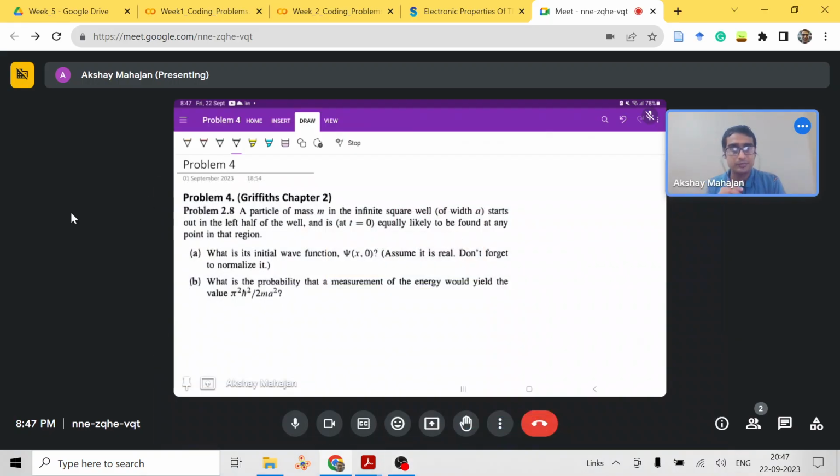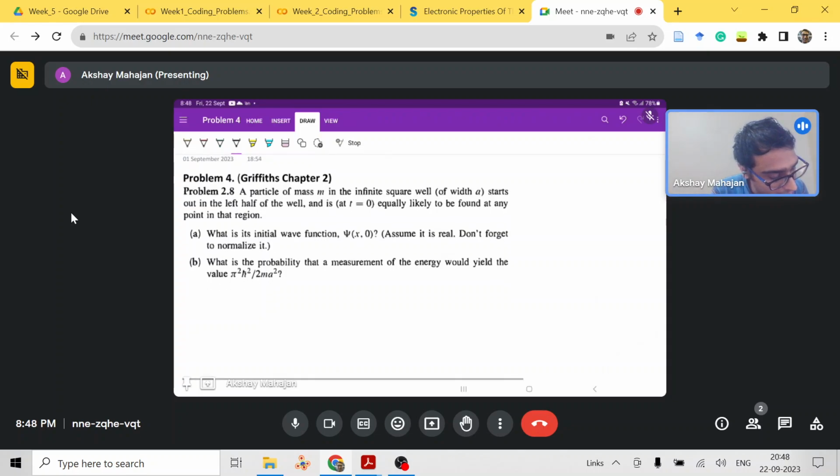Right. Okay, let's solve problem number 4 now. Problem number 4 is also from Griffiths' Introduction to Quantum Mechanics, chapter 2. So it is problem 2.8 of that chapter. What it is asking: a particle of mass m in the infinite square well of width a starts out in the left half of the well, and is at t equals 0 equally likely to be found at any point in that region. So this is the condition that is given to us.